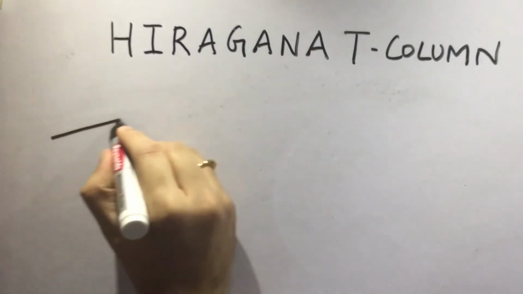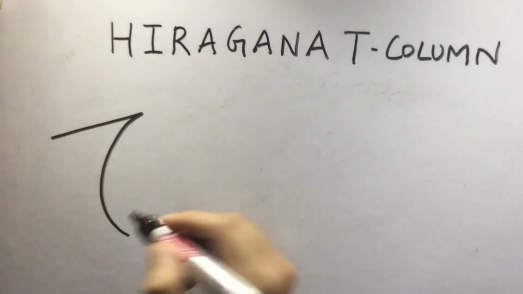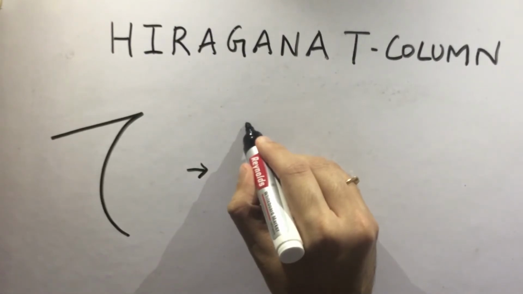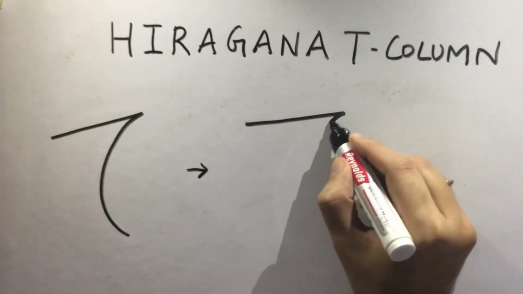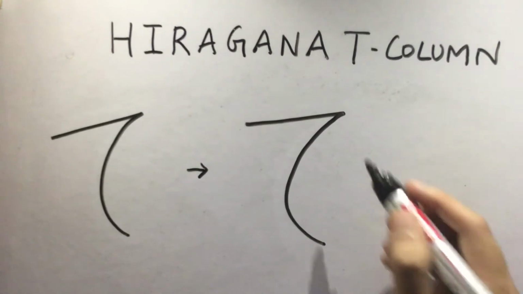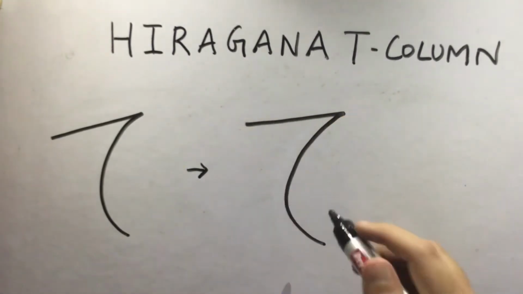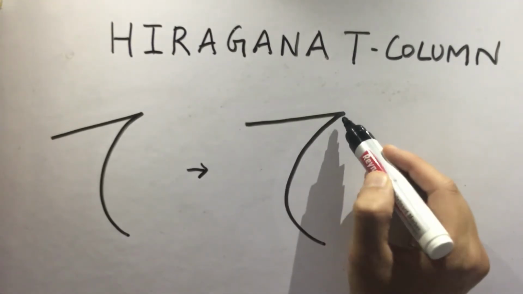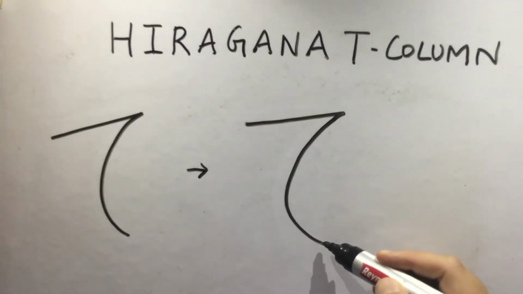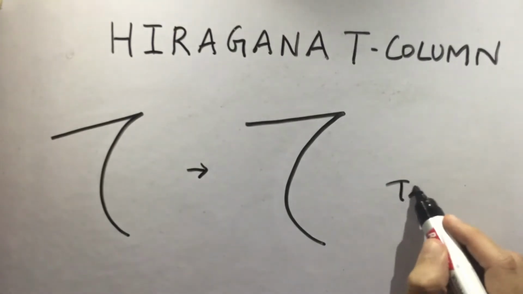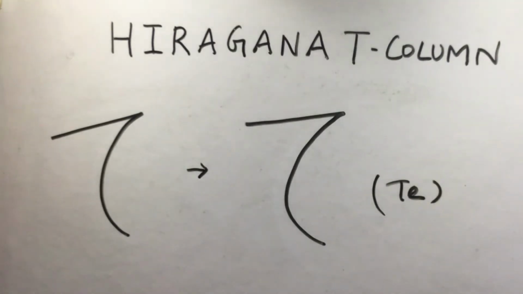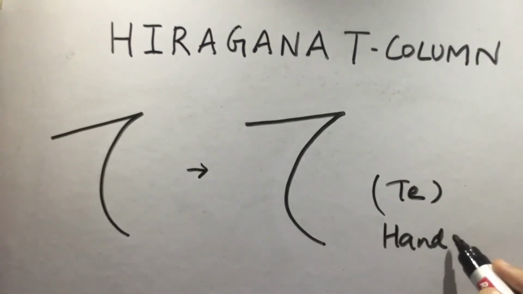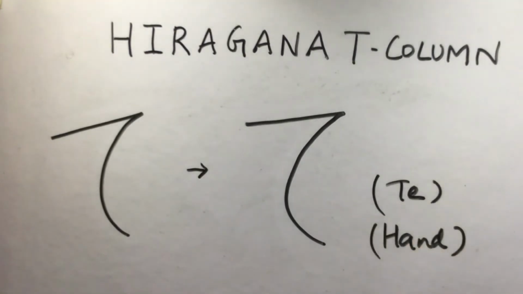Here's the fourth character of the T column, which is te. It has only one stroke. Draw a line, take it to the upper right. Draw a curve, take it to the inside and stop here. Stop here once and then take the curve inside and stop here. This is te. Te itself is a word in Japanese which means hands, our hand, left hand and right hand.